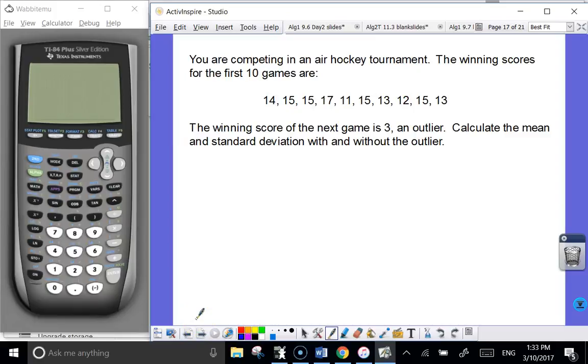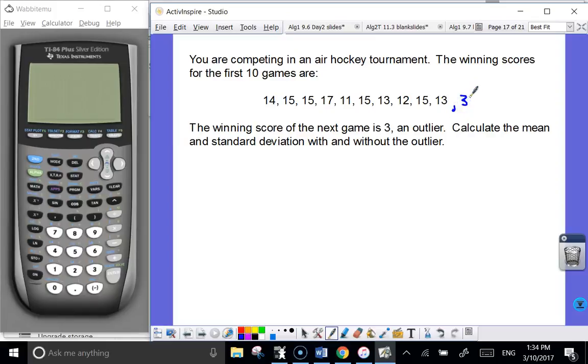So let's say here's another set of data. It says you're competing in an air hockey tournament. The winning scores for the first 10 games are, and there are the 10 scores. The winning score for the next game is 3. So here are all these values, the least of which was 11, and now you have one value which is 3. That would be considered an outlier.